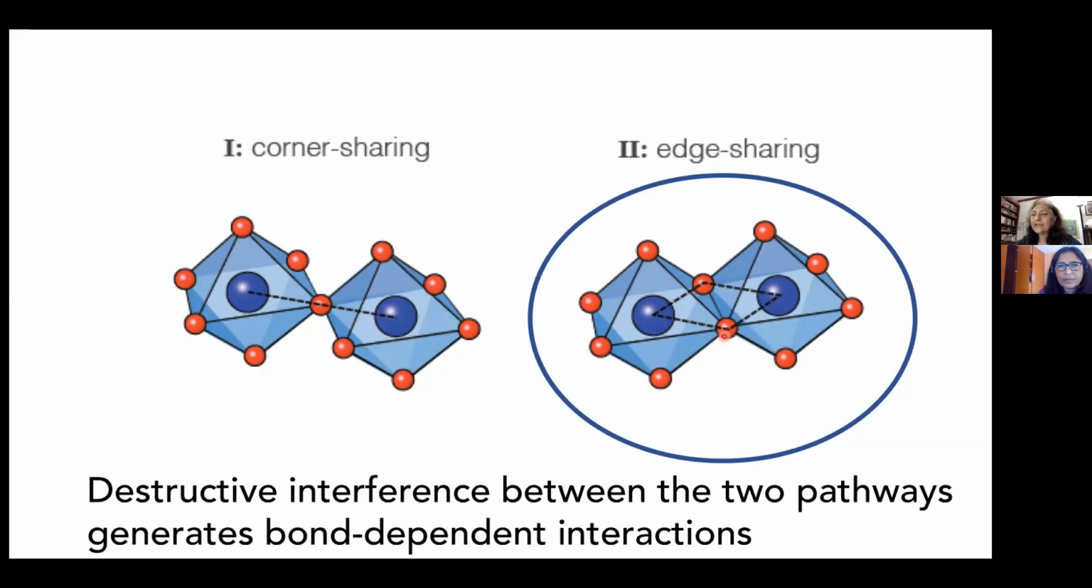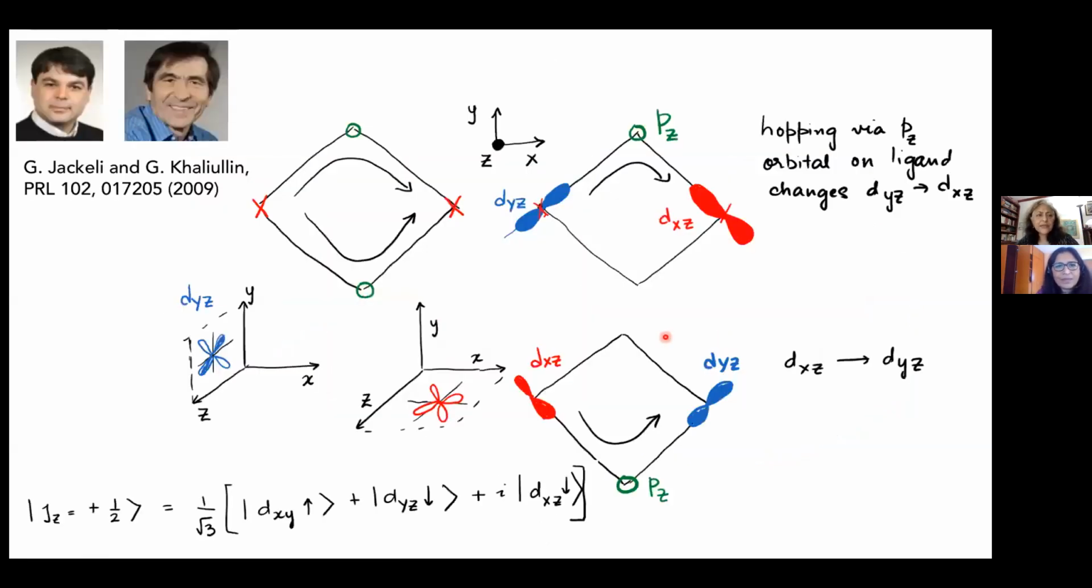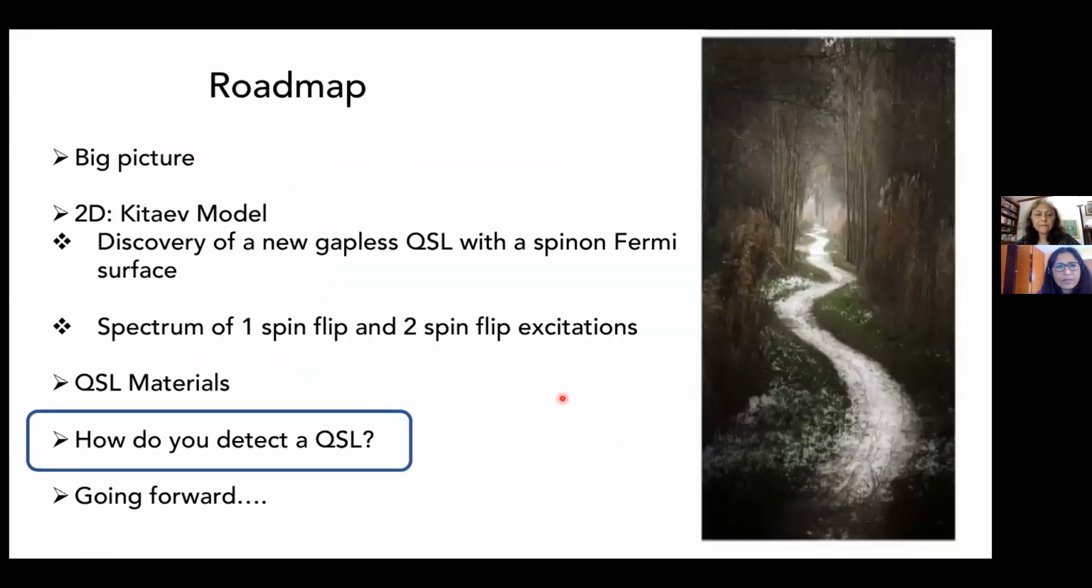And that is what will kill, for example, let's say if it's a Z bond, it will kill the X and Y interactions and leave only the Z interactions between the spins. So that's the basic idea. So I think I can skip that. I just want to acknowledge that Jackeli and Khaliullin had this wonderful quantum chemistry idea showing how this interference was crucial to creating these bond-dependent interactions.